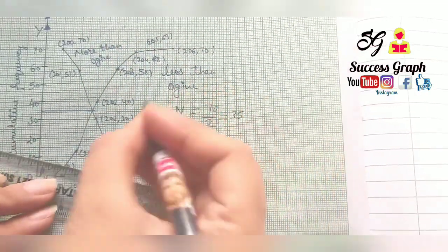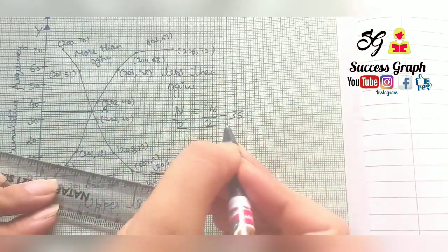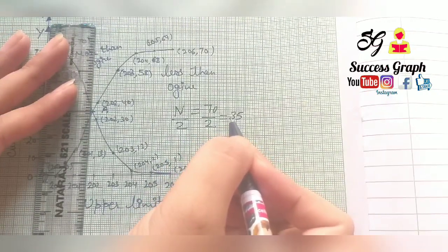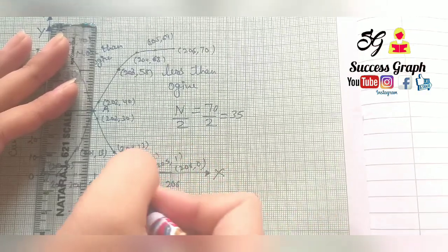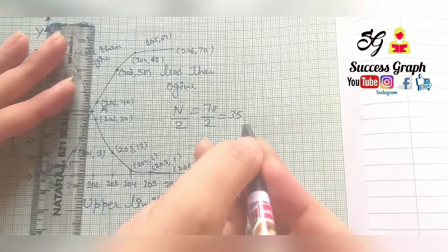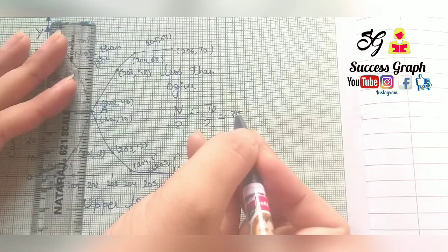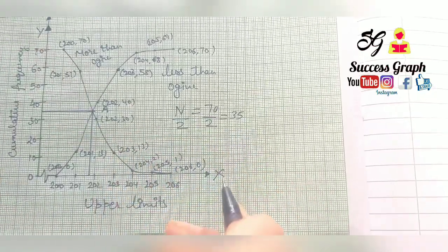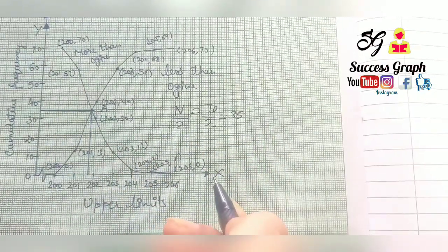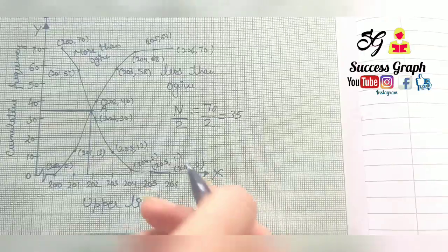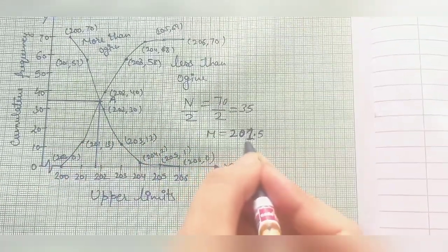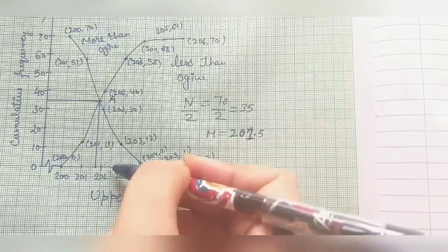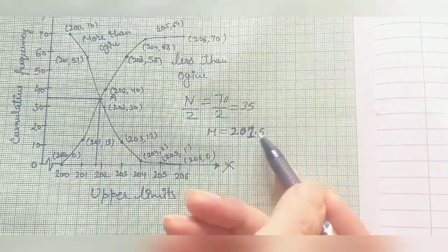Let it meet the curve at point A, and draw a perpendicular from point A to the x-axis. Where this line meets the x-axis, that point's coordinate is the median. So we will draw the line from here to the x-axis and we get our median. So here we have the median 201.5 on the x-axis.